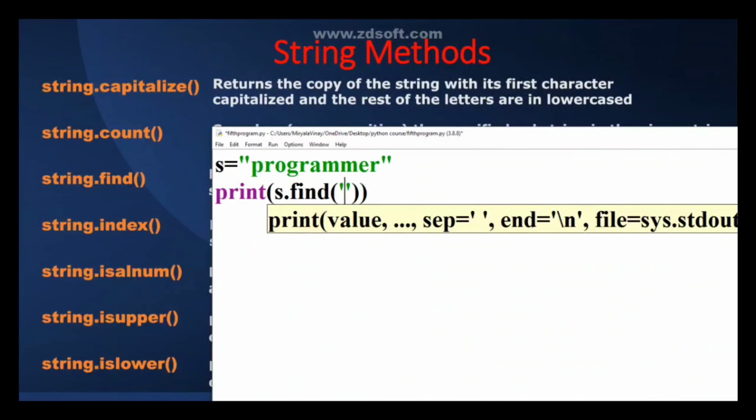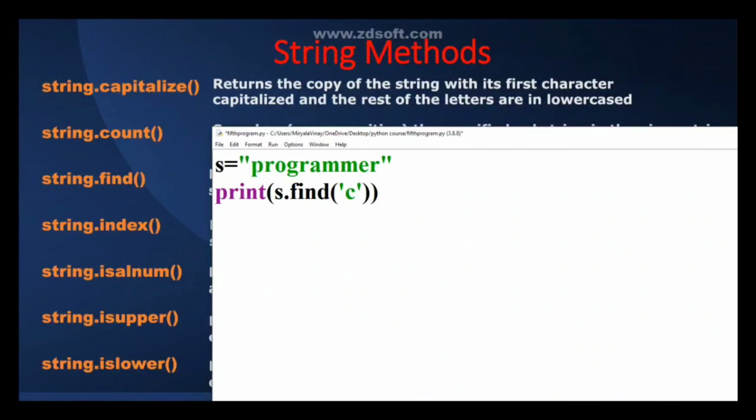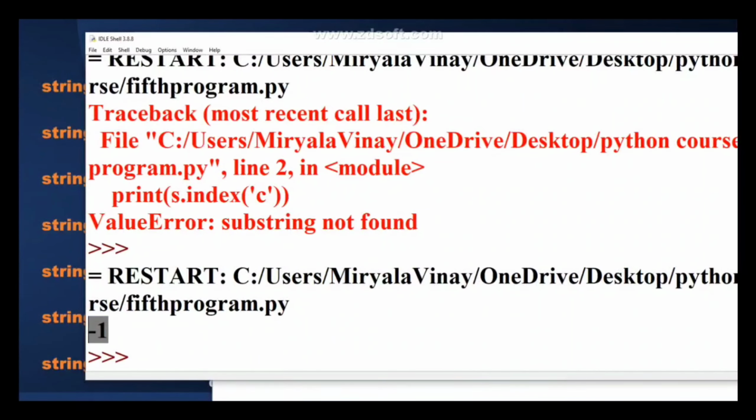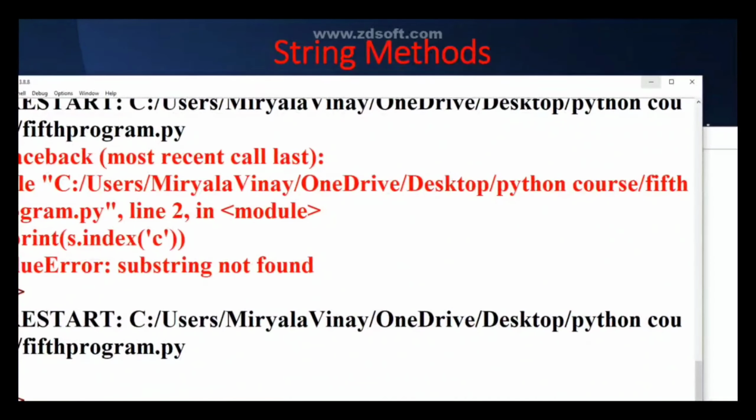So using the find method, I am giving the value c only. The c value is not present in the main string, as you know, and if you use the index method, it will definitely throw an error. So in that case I am using find only. When I run this, you can see the value -1.